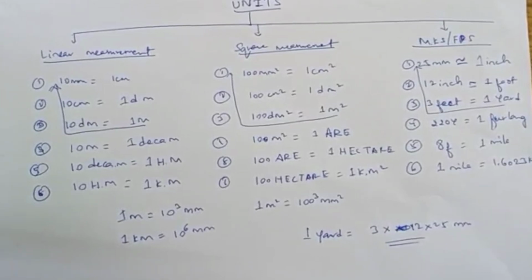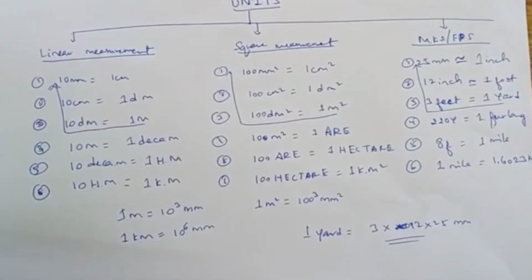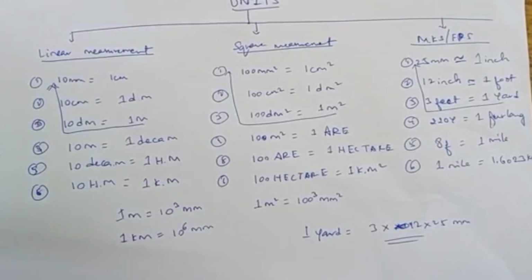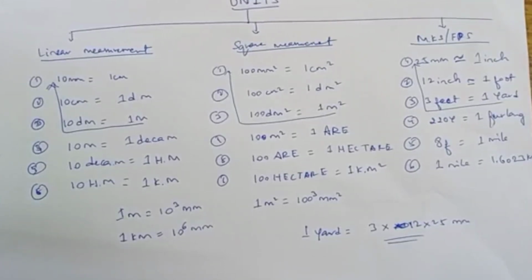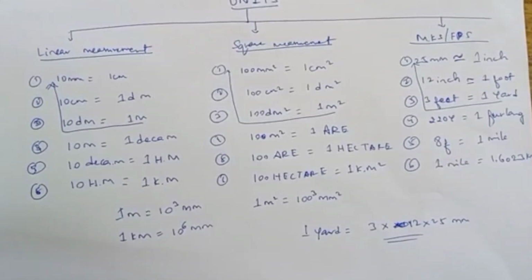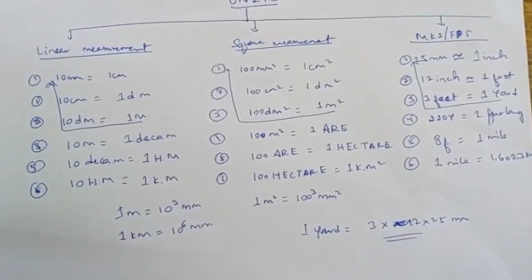In the same way in the MKS or FPS system we have 25 mm approximately equal to 1 inch, 12 inch is equal to 1 foot, 3 feet is equal to 1 yard, 220 yard is equal to 1 furlong, and 8 furlong is equal to 1 mile. So you want to see the conversion of each of these.